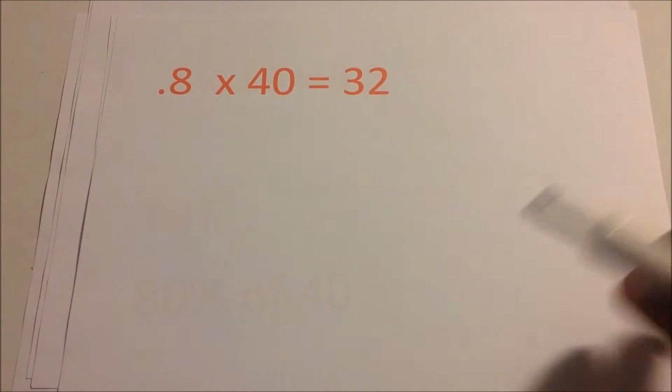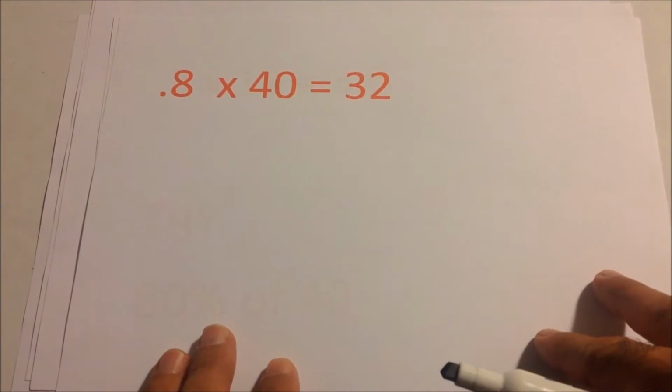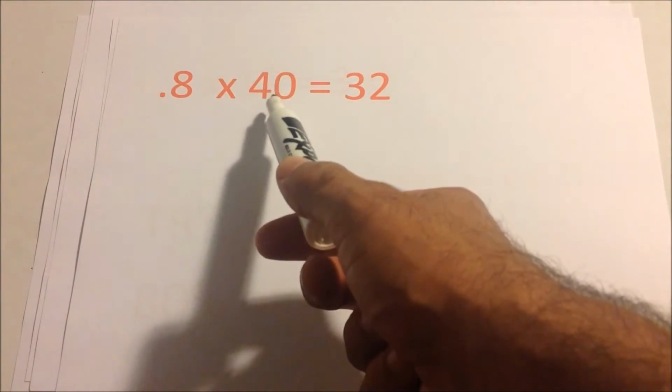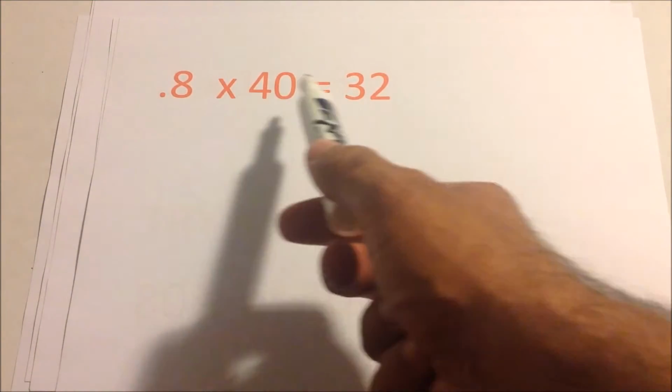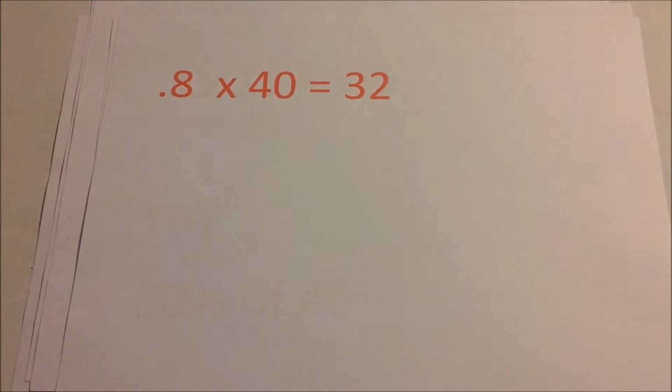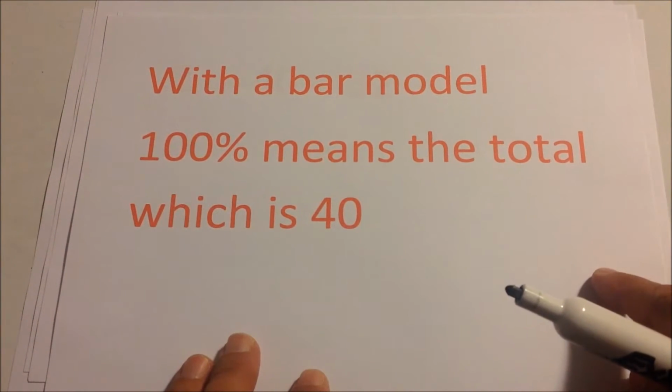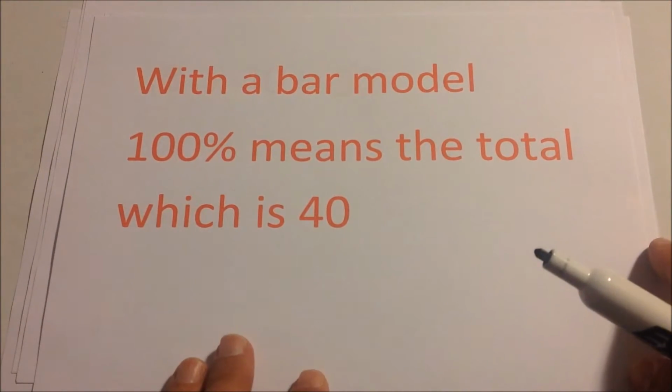Okay, so again, we're going to translate. We're going to make the percent a decimal or a fraction. 80% is 0.8. Of means times 40, and 0.8 times 40 is 32. Now let's try it with a bar model.